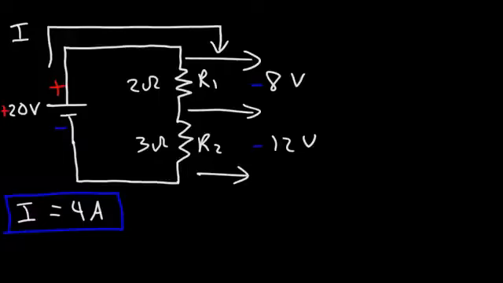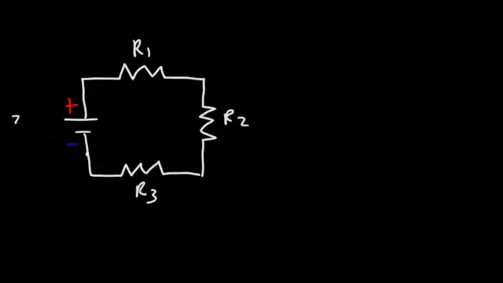But for the sake of practice, let's try another example. This time there's going to be 3 resistors instead of 2. So we're going to call this R1, R2, and R3. Now the voltage of the battery is going to be 36 volts in this case. R1 is going to have a value of 5 ohms. R2 is going to be 4 ohms. R3 is going to be 3 ohms.